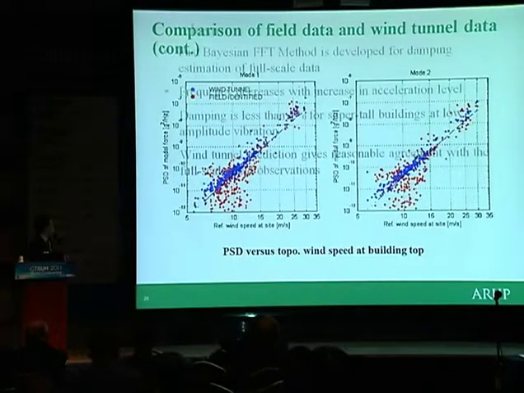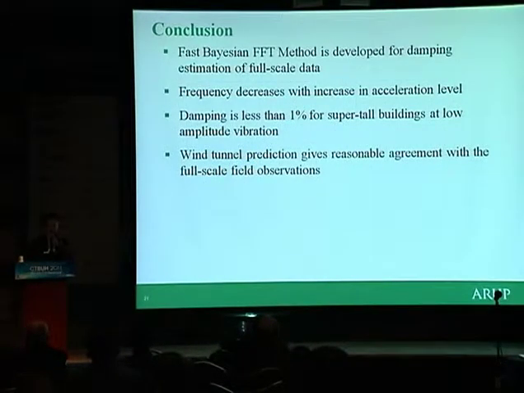Okay, so to conclude, we have used the fast Bayesian method to estimate the damping. We found that the frequency decreases with increase in acceleration levels. And we found that the damping ratio is less than 1% for super tall buildings at low amplitude vibration. And we also found that the wind tunnel prediction gives a reasonable agreement with the full-scale field measurements.